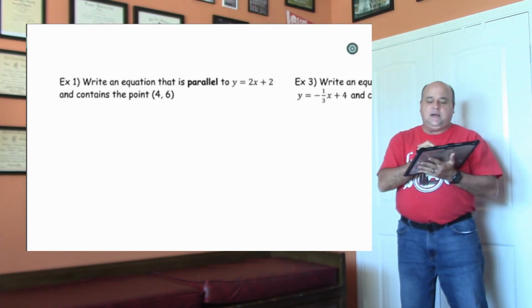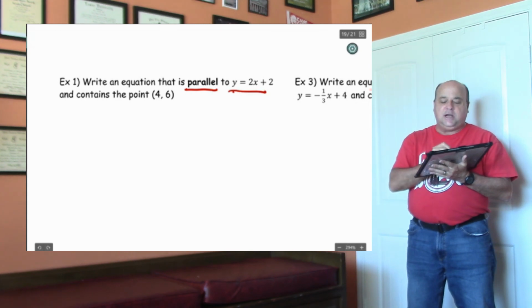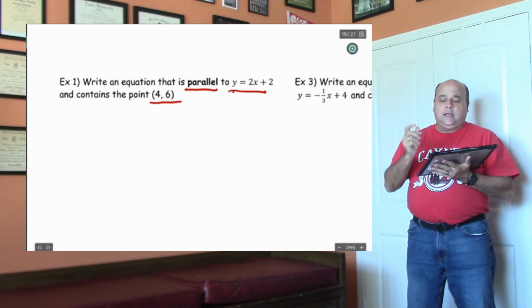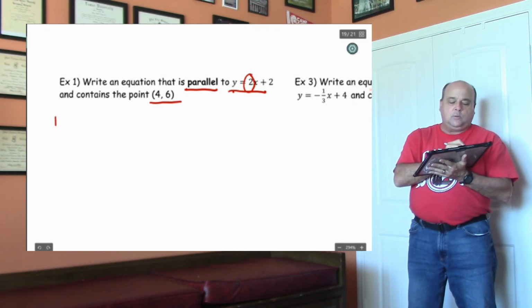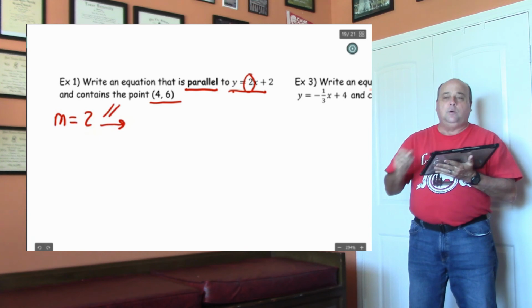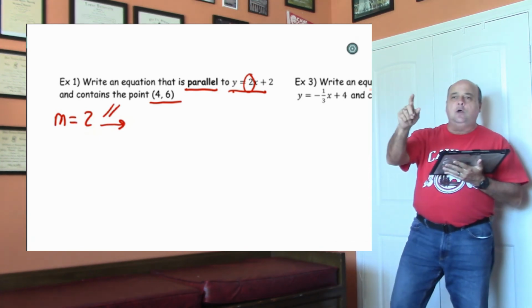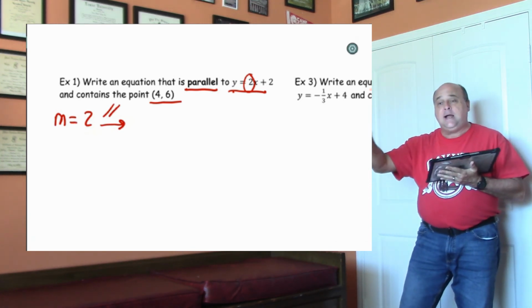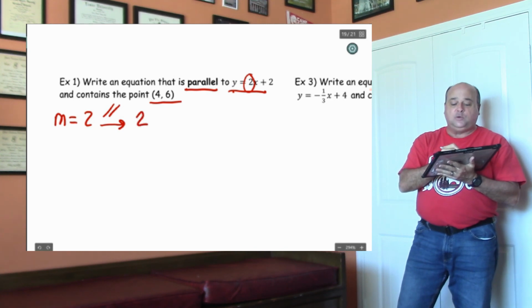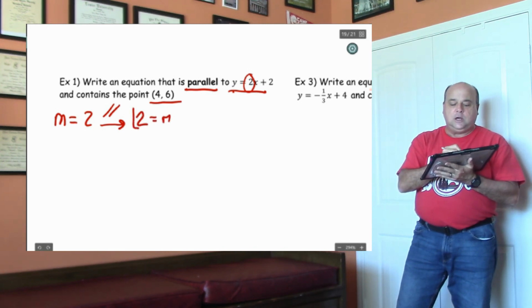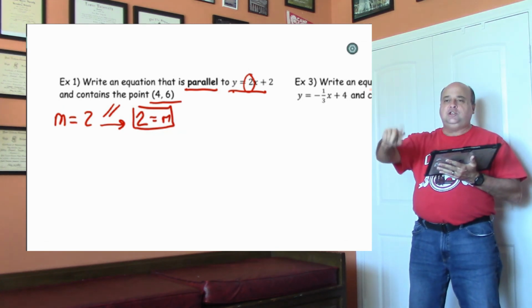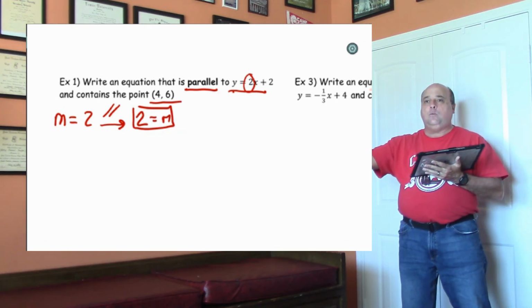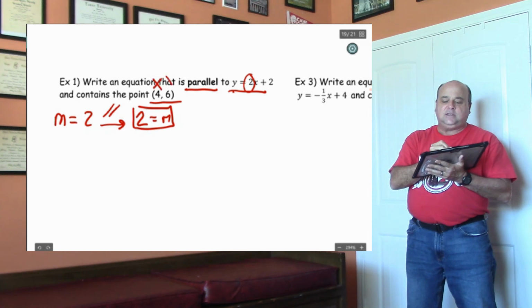Write an equation that is parallel to this equation and goes through the point. Okay, so first off, the slope of this line is 2, right? So write down m equals 2, draw an arrow, and put a parallel symbol. If I have a slope of 2 and I want a parallel line to that, the slope will not change, will it? So the 2 is going to remain my slope. I won't switch it, and then put x and y.